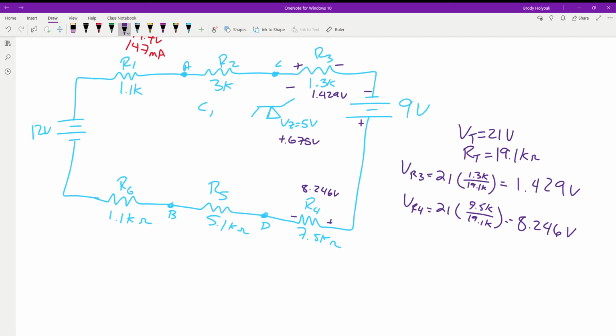It's going to drop all of that. Okay. So in this configuration, this is the voltage that we have. This diode is going to be in forward bias because we have a positive voltage on the positive. So the voltage drop of this diode is going to be 0.675 because it's forward bias.